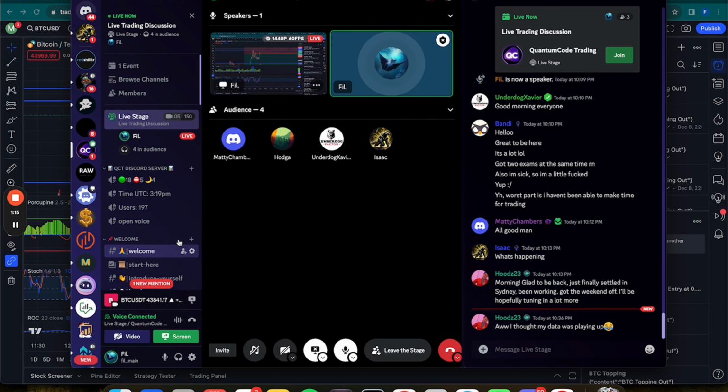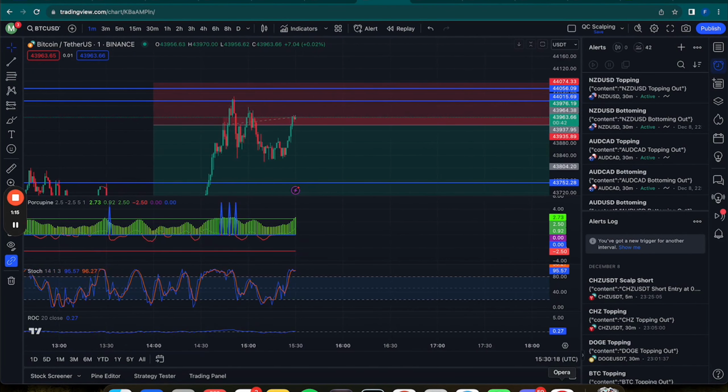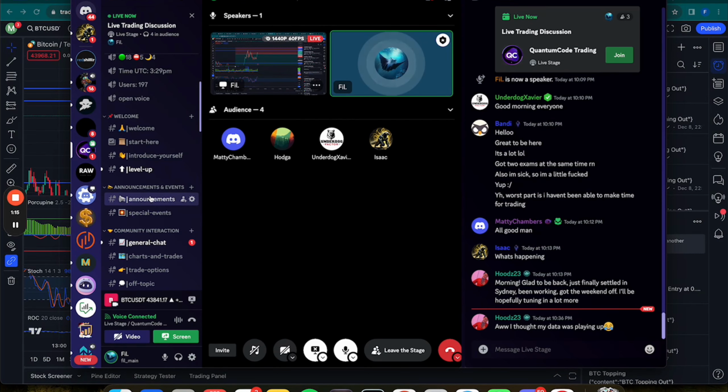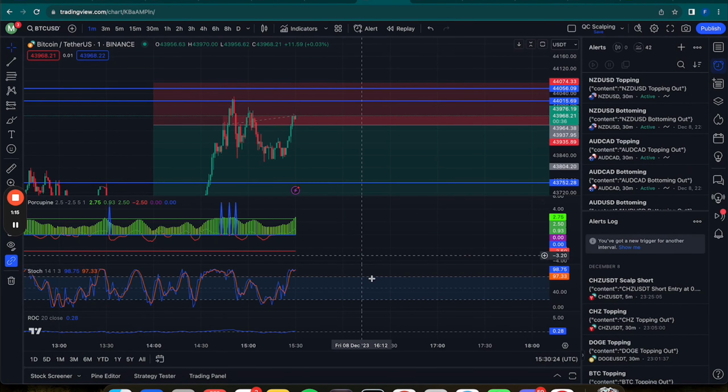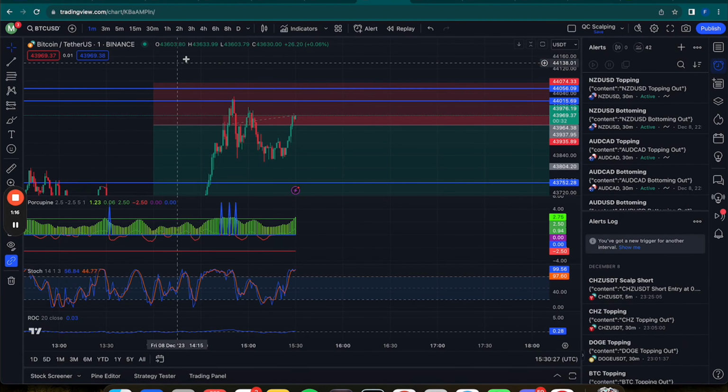By the way, I really like the new Discord layout, the design. I actually like it quite a bit. Looking at it the entire day, it's pleasant to look at. So yeah, here we go.